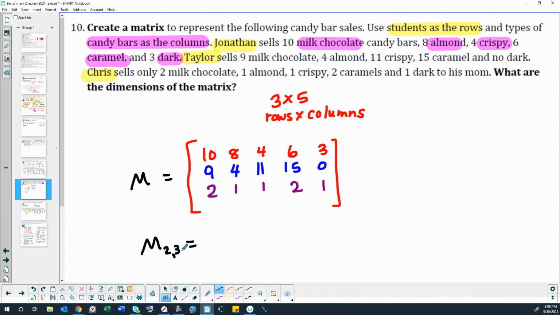I guess it depends on how big your matrix is, because if you have a number of rows or columns bigger than like 10, then you might not be able to tell the difference. Like if you had to write a 10 for the rows, 13 for the columns, a comma is helpful so that you know where one number ends and the other one begins. Okay, so row 2, column 3 would refer us to this number right here, right? And what that means is Taylor, because Taylor was row 2, Taylor sells 11 crispy candy bars.